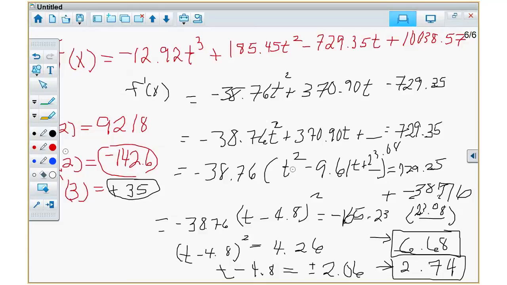Now, did you graph this? Did you graph the derivative? Not the derivative. You can't graph the derivative. Go graph the function. The function is where you find the highest or lowest. She graphed the derivative.